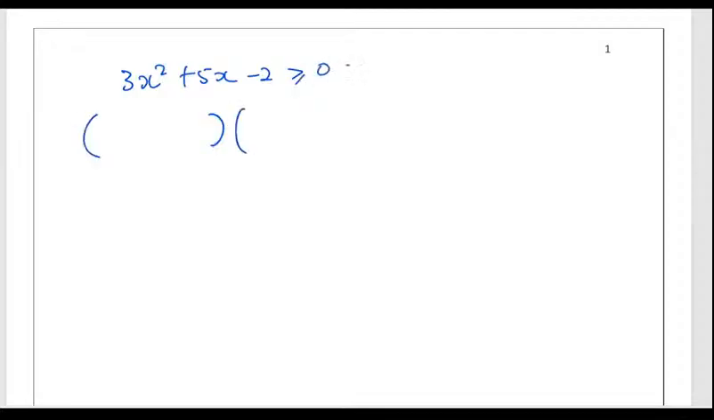Let's factor this out. That's going to be 3x. It's going to be x. Let's have, what are you going to have here? A 2 and a 3. Let me have a 1 there, and let me have a 2 here, so that I have this as a positive 6 and a negative, okay?